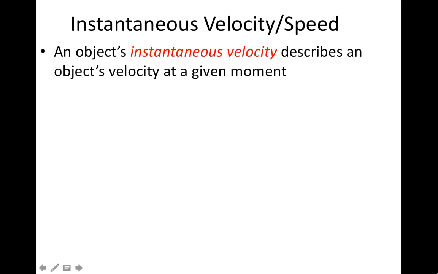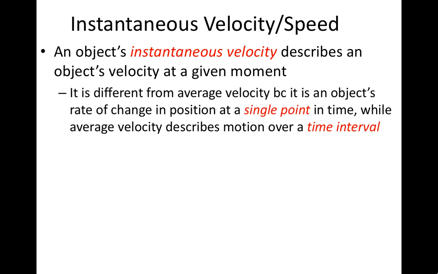For objects that move with a changing velocity, we may be interested in describing the object's velocity at a specific instant or moment in time. And this is what we refer to as the object's instantaneous velocity. It's important to distinguish instantaneous velocity from average velocity. Instantaneous velocity describes the rate of change in position at a single point in time, but average velocity describes the motion of an object over an extended time interval.